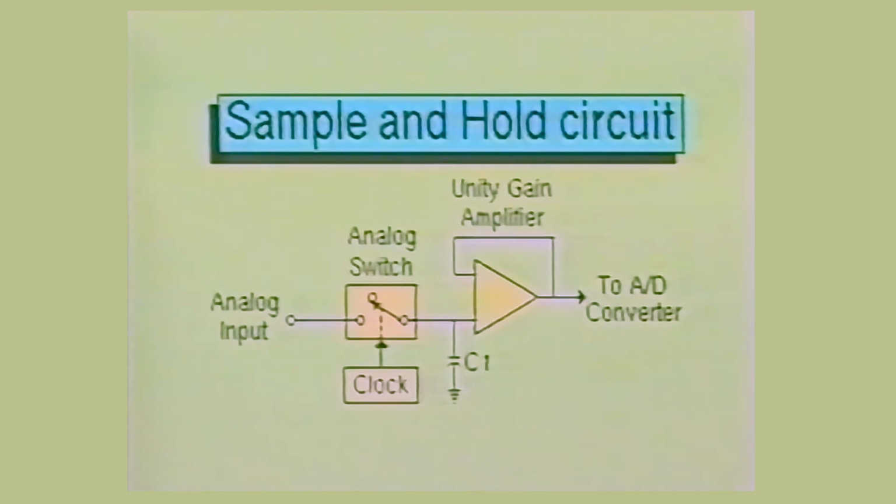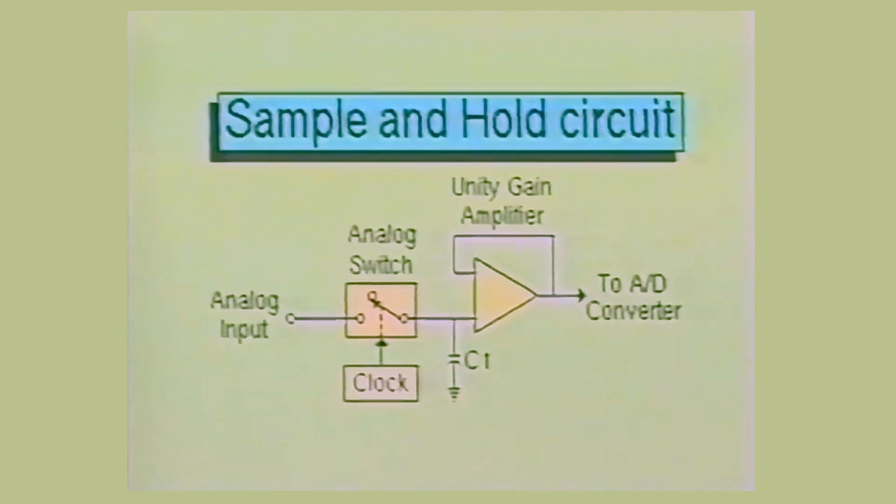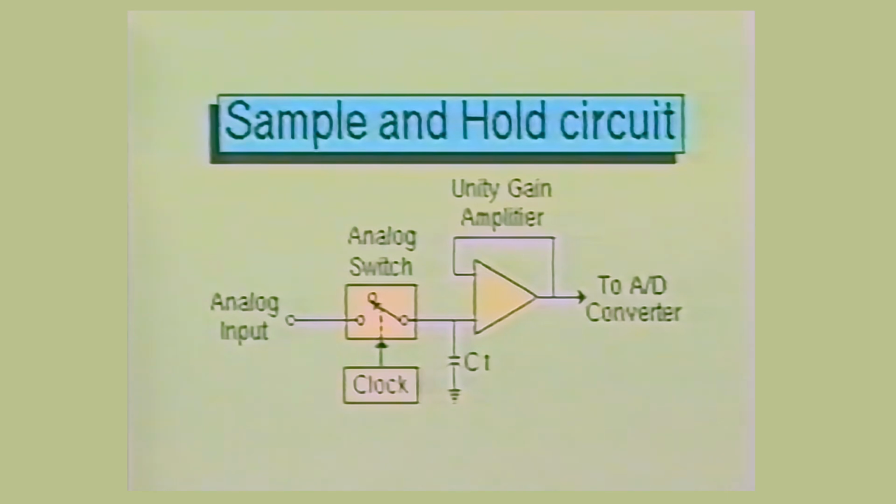When the analog switch is released, it returns to its off or hold position. This results in capacitor C1 becoming disconnected from the input source. Because of the op-amp's very high input impedance, the charge stored on capacitor C1 is effectively trapped, and the voltage across C1 will remain almost constant for an appreciable amount of time. The unity gain amplifier then transmits this instantaneous voltage level into the input of the analog to digital converter.